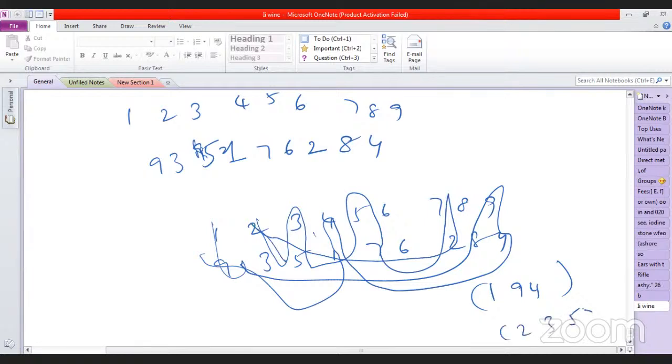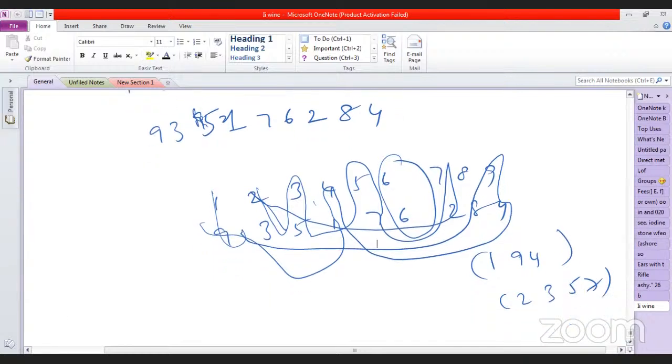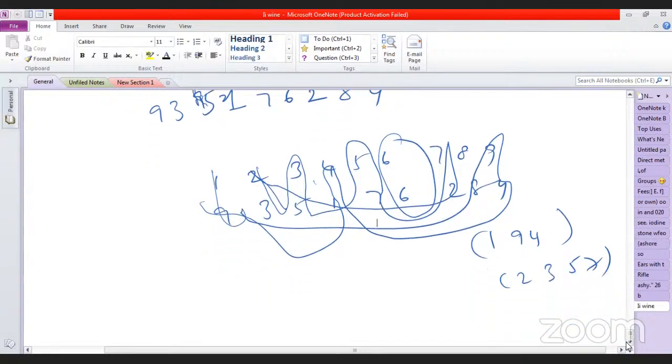Then we can take the cycle (2 3 5 7). Is it correct or not? Yes, because 2 3 5. We did not take 6 here. Why? Because it maps to itself. So there are two disjoint cycles here: (1 9 4) and (2 3 5 7). Now the transpositions.